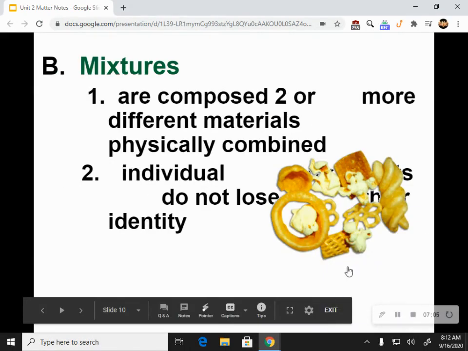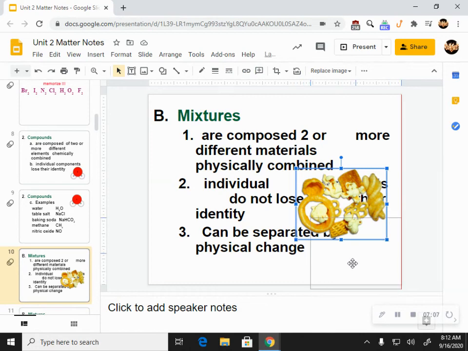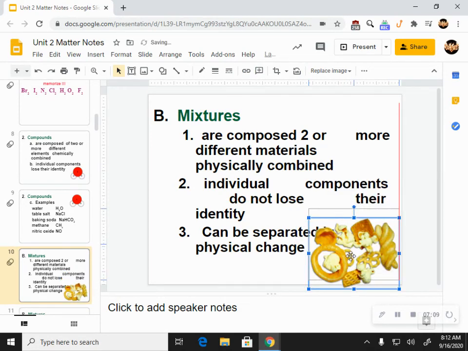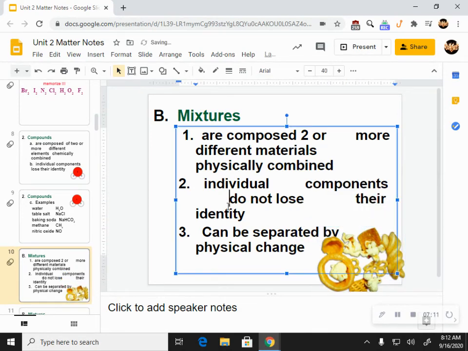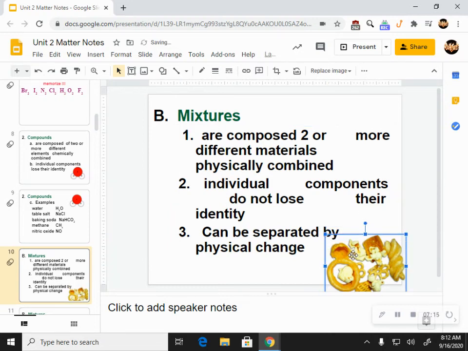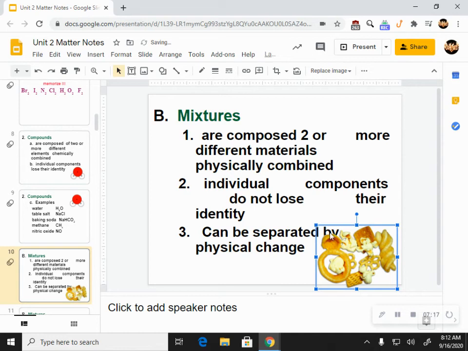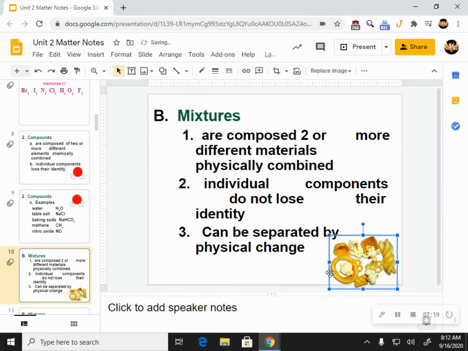Hold on. I will fix this real quick. Remind me not to do this in the middle of my presentation next time.